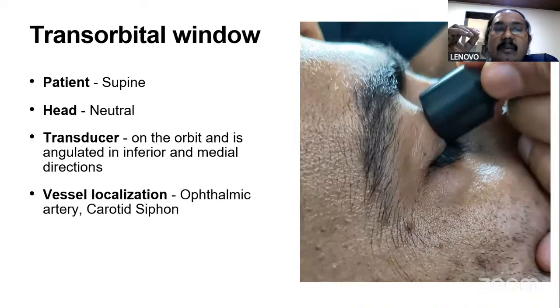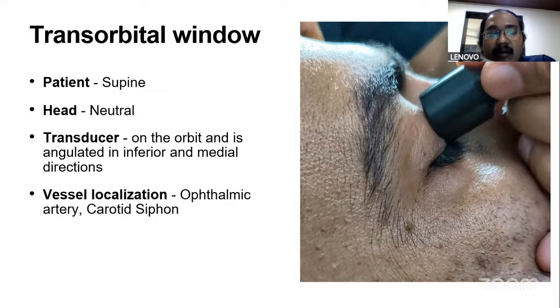Now the transorbital window. In this transorbital window, the patient is supine with the head in neutral position. The transducer is kept on the orbit and it is angulated in the inferior and medial directions. With this, we can localize the ophthalmic artery and carotid siphon. The carotid siphon is that S-shaped structure which gives off the ophthalmic artery and finally proceeds into the terminal ICA, giving rise to the ACA and MCA.